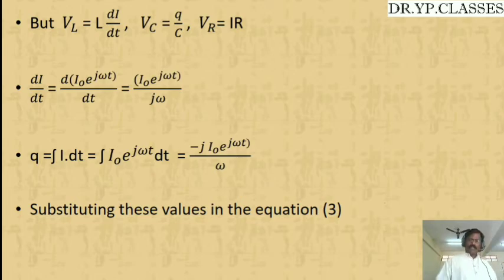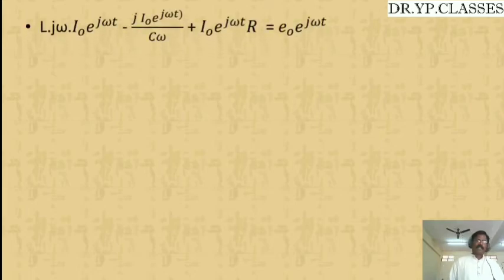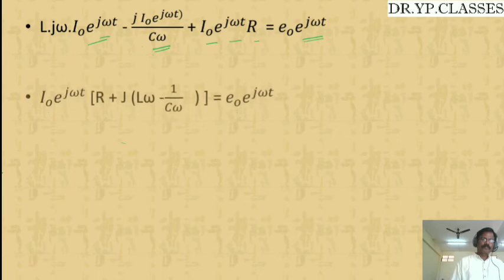Substitute these values of di/dt and q in equation 3. We get L · jω I₀e^(jωt) plus (−j I₀e^(jωt))/(Cω) plus I₀e^(jωt) · R, which is equal to E₀e^(jωt).